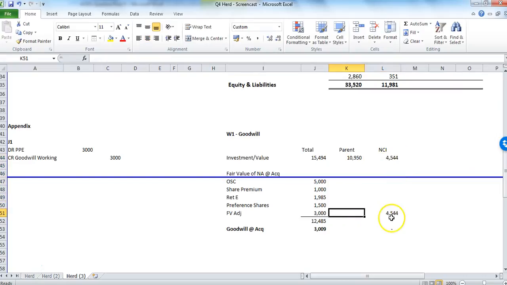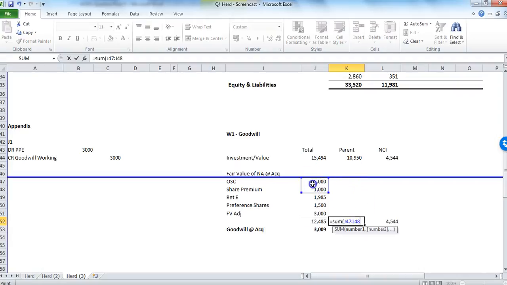And the proportion, let's bring this down, for the parent, just to sense check we're correct: if we sum everything except the preference shares, they own 60% of that, and they own 90% times 90% of the preference shares. So that's 7,941, and if we take how much they paid for what they got, it's 3,009. So it's just good to sense check that you're correct. In that case, the goodwill on acquisition is 3,009.